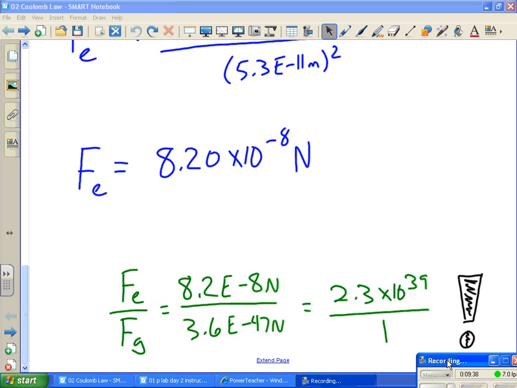Although here's a fun question then. If electricity is so much stronger than gravity, then why is the large-scale structure of the universe so much more about gravity than it is about electricity? I'll let you think about that one a little bit, and you can ask me about it later if you care to.